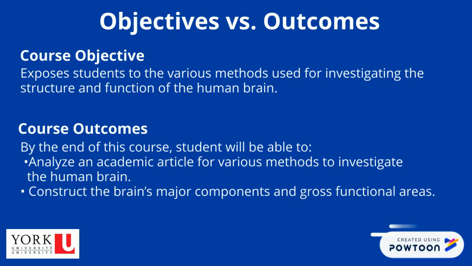One objective could be that the course exposes students to the various methods used for investigating the structure and function of the human brain. This could translate to the following measurable outcomes. By the end of this course, students will be able to, first, analyze an academic article for various methods to investigate the human brain, and second, to construct the brain's major components and gross functional areas.